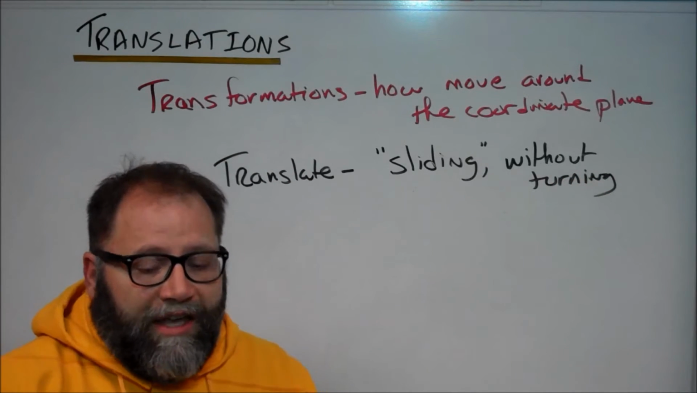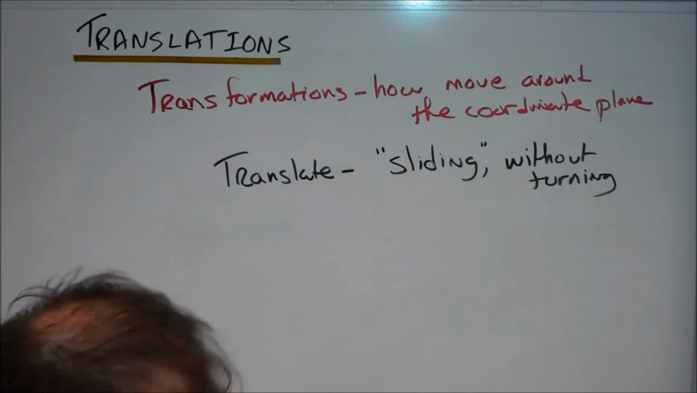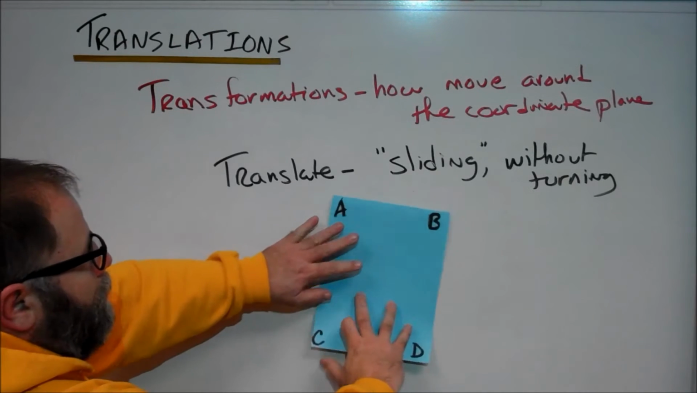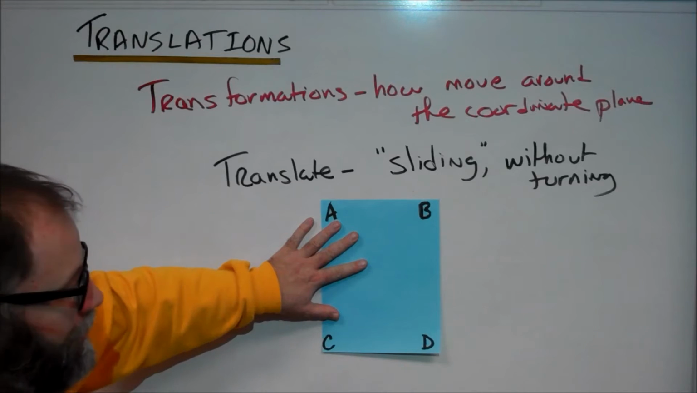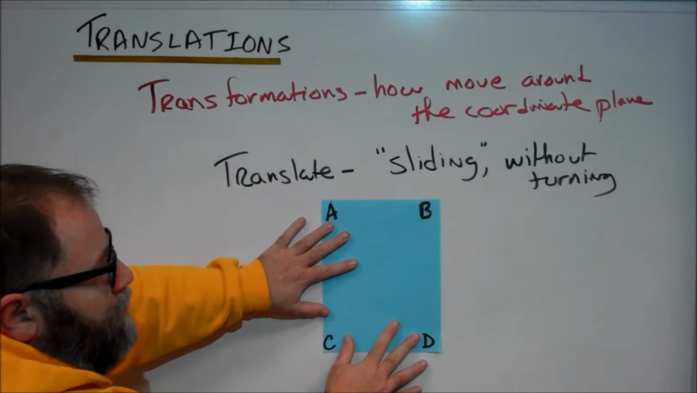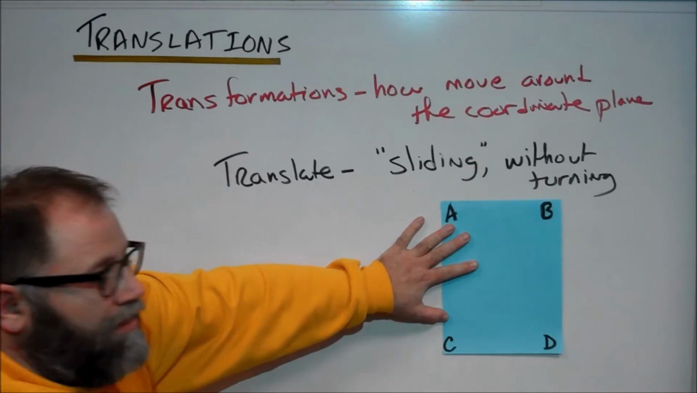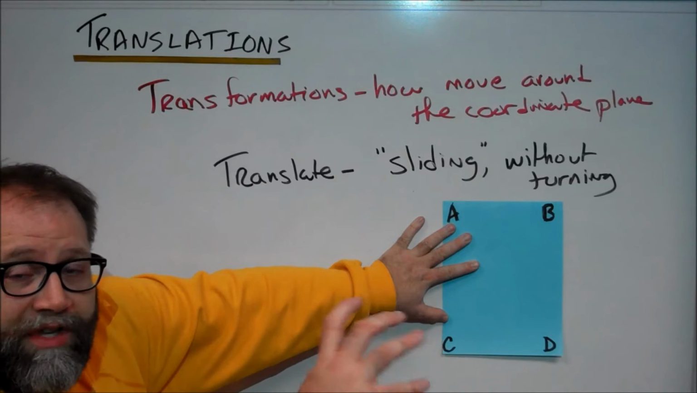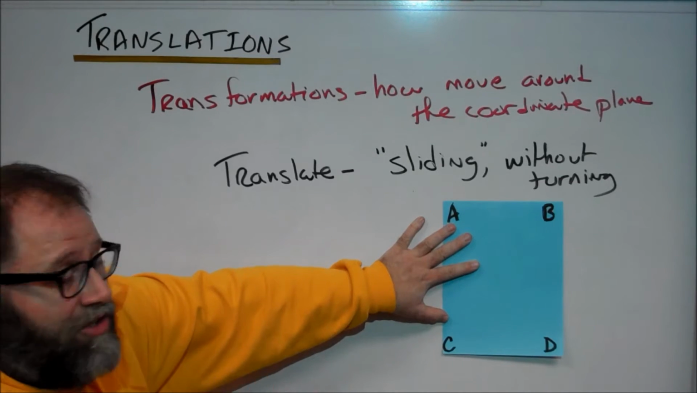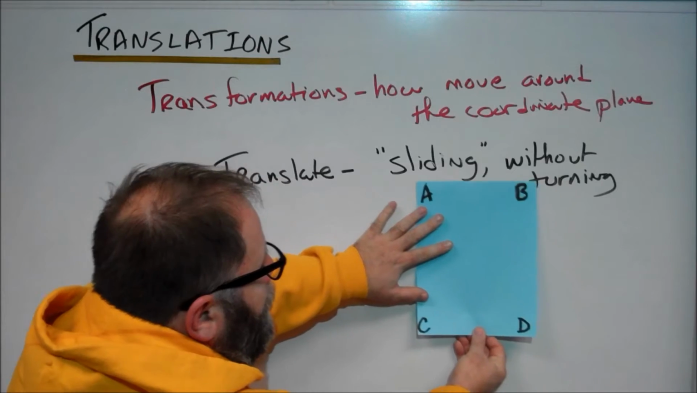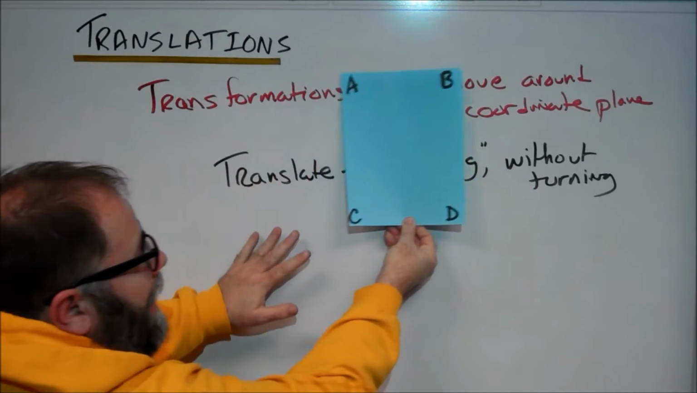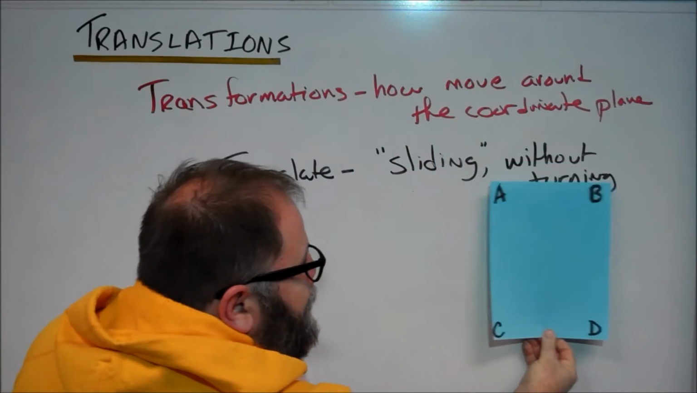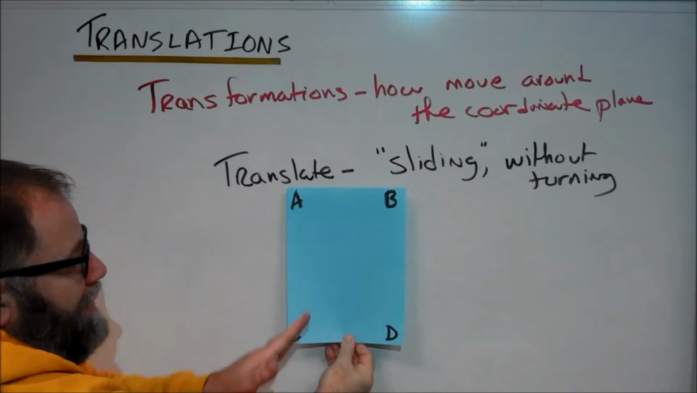Now what that looks like is this. In this example I have rectangle ABCD. Now what I'm going to do is I'm just going to move it. That's a translation. No rotation, no reflection. If I move it again, I'm just sliding it around. It's still staying in the same orientation of A, B, C, and D.